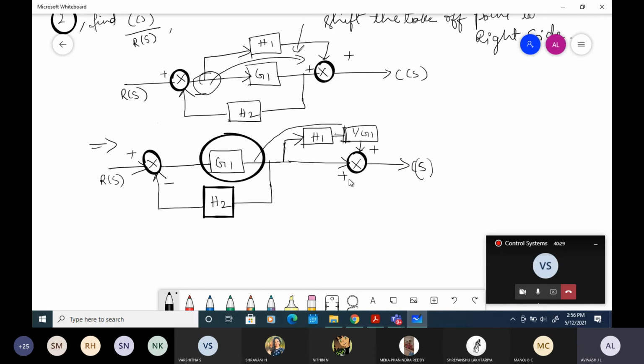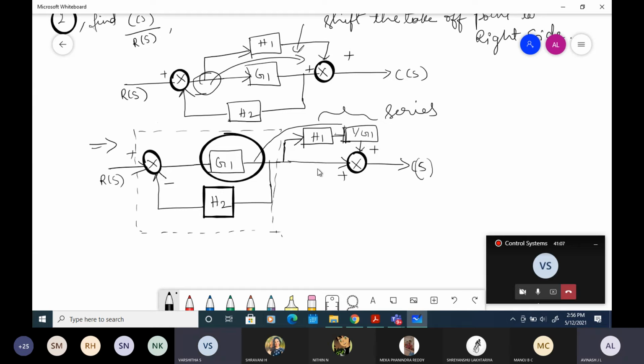So now once you take this, you see this is the minor feedback loop, and these two blocks are in series. Clear? Yes, sir.